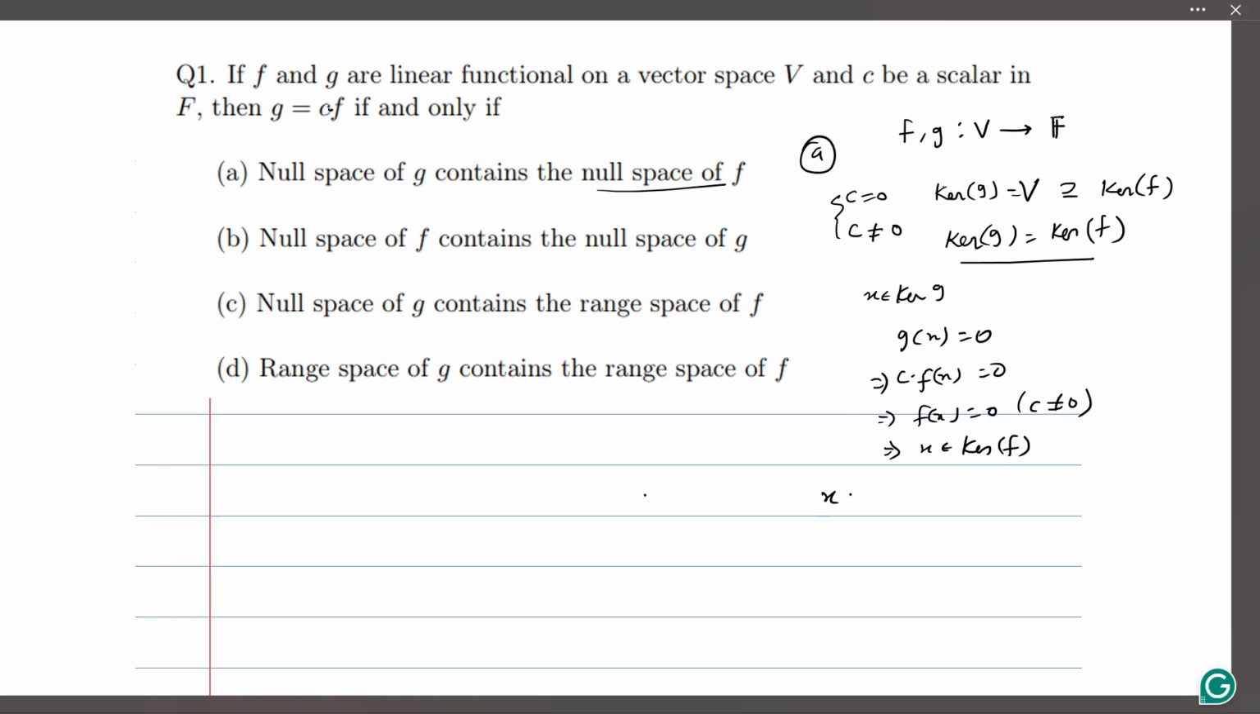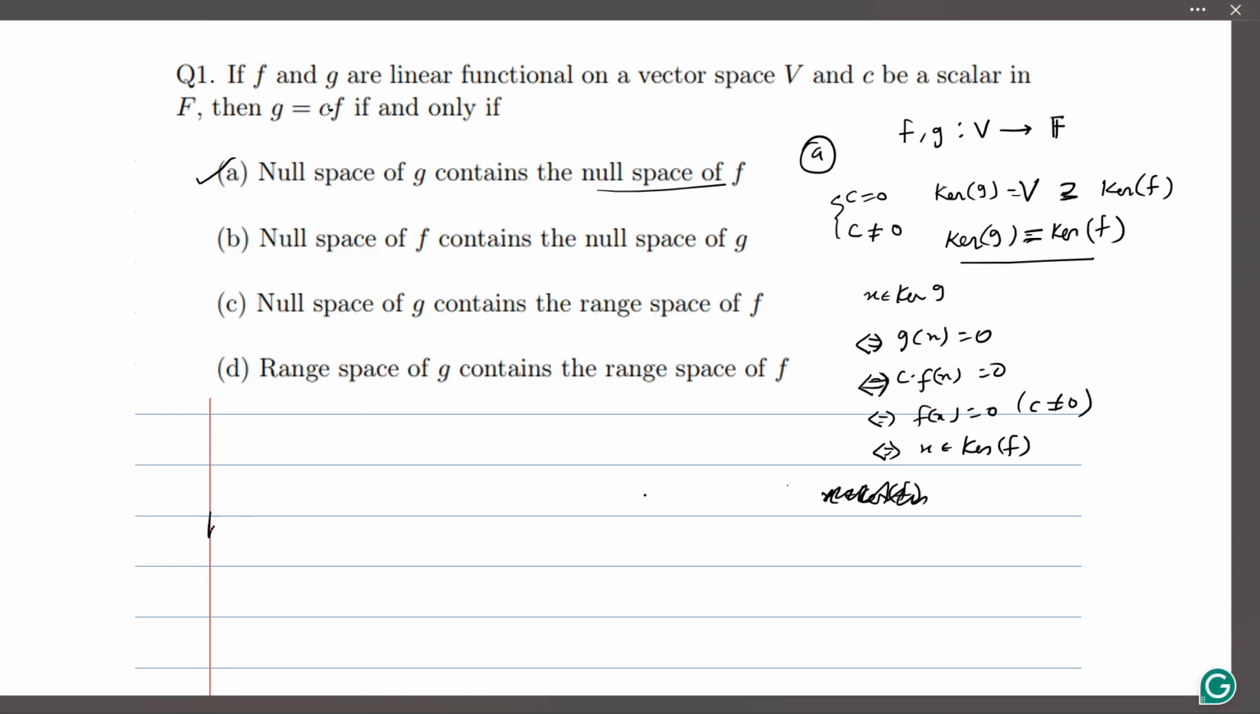Now, the reverse. x belonging to kernel f. All these lines are if and only if, right? If x belongs to kernel f then f(x) will be 0. And c is non-zero, still we have c times f(x) equal to 0 because f(x) is 0. But c times f is g, so g(x) is 0. So x belongs to kernel of g. In both cases, we have that kernel g contains kernel f, right? Understood? This is the true option.